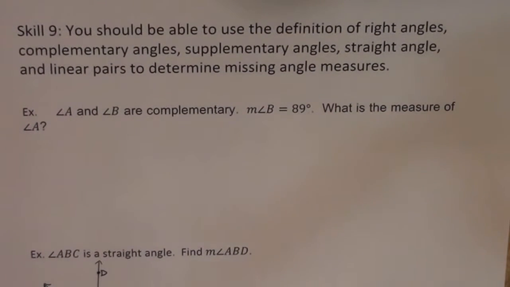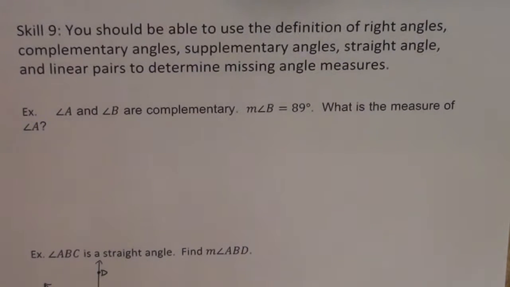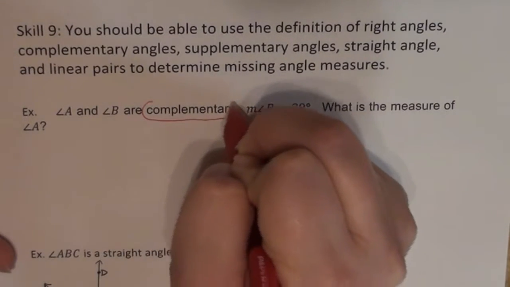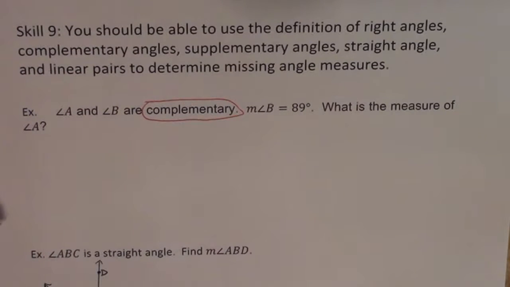Angle A and angle B are complementary. The measure of angle B equals 89 degrees. What is the measure of angle A? So here, there's some important vocabulary that we need to know. Particularly, complementary. What does it mean for angles to be complementary?